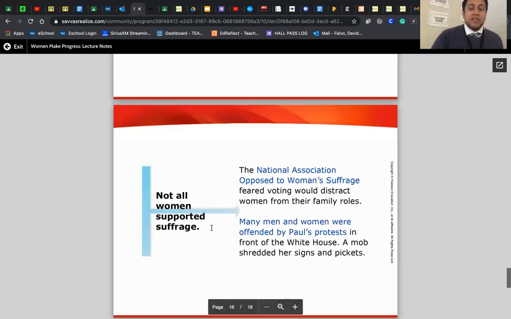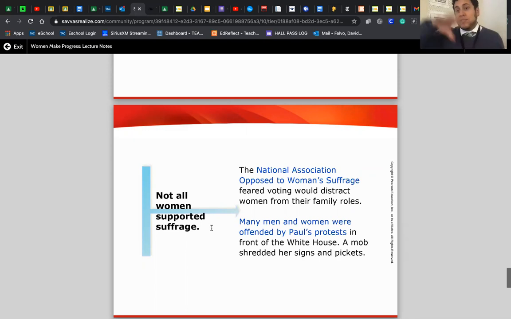But an important thing to remember, not all women supported suffrage. The National Association Opposed to Woman Suffrage feared voting would distract women from their families. So just because a lot of women wanted the right to vote doesn't mean that everybody was with it. Some women had more of the conservative view that women belong in the house, they belong to clean, they belong to cook, they belong as mothers and wives. So for them, having the right to vote would distract them from that duty, and they were totally against it. And men and women were offended by Paul's protests in front of the White House. A mob shredded her signs and pickets.